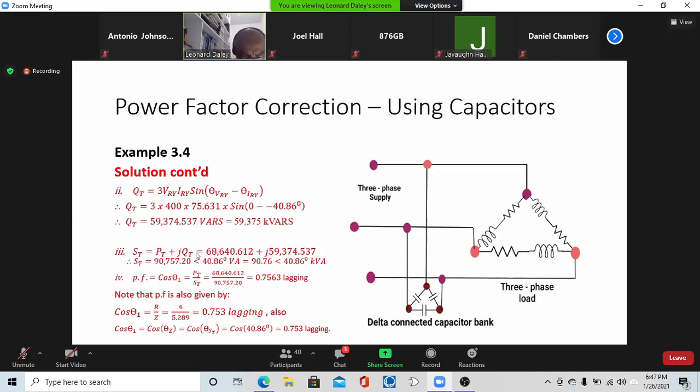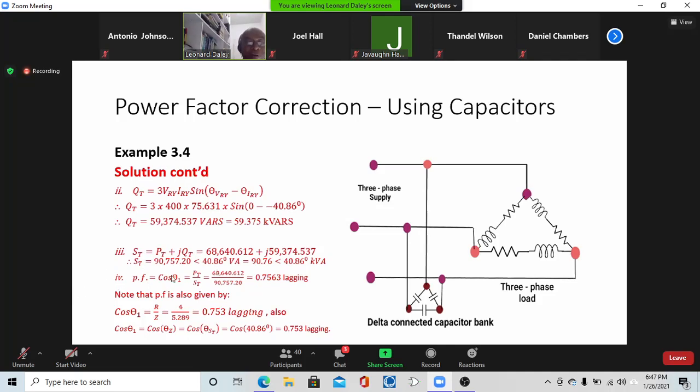Then we're asked to find the apparent power of this system. So ST would be, one way of doing it is PT plus JQT. I could have found 3 V phase, I phase, and that would give me the answer too. All right. So S is equal to P is 68.64 and J is 59.375. So ST is 90.76 at angle 40.86 kVA. Right.